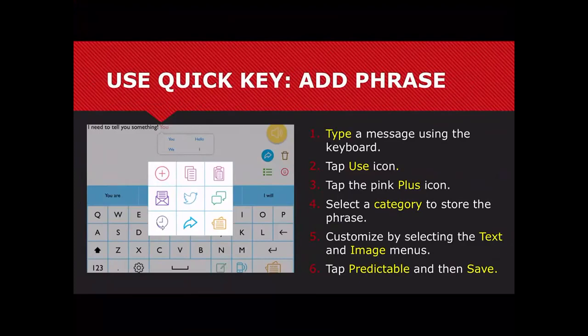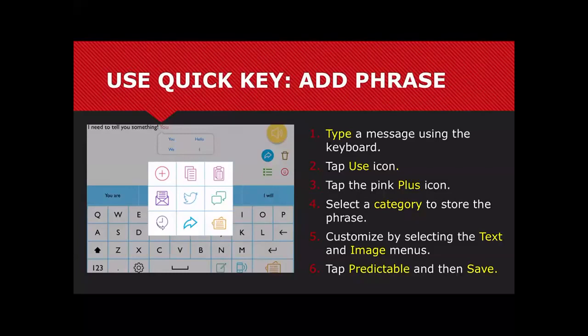Now, using the quick key to add a phrase. So if you type a message on your keyboard, once that message is on there, when you click on your quick keys, there will be the plus symbol on there, but it's only going to be there if you have something in the message window.